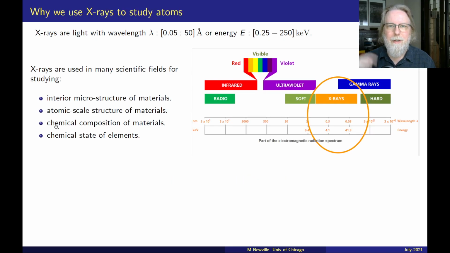X-rays are light with very short wavelengths on the order of 0.05 to 50 angstroms, or energies in the 0.25 to 250 kiloelectron volt range. X-rays are used in many scientific fields for studying the interior structures of materials, the atomic scale structure of materials, the chemical composition of materials, and the chemical state of the elements. You can see here in the electromagnetic spectrum, visible light having wavelengths around 300 nanometers, and X-rays being in the 0.3 to 0.03 nanometer range.